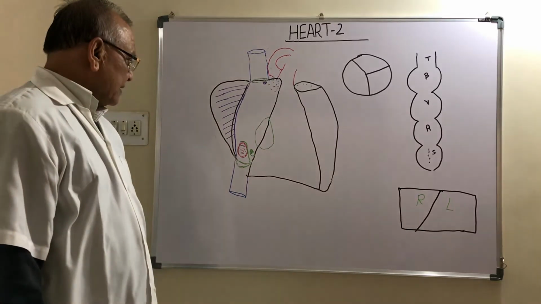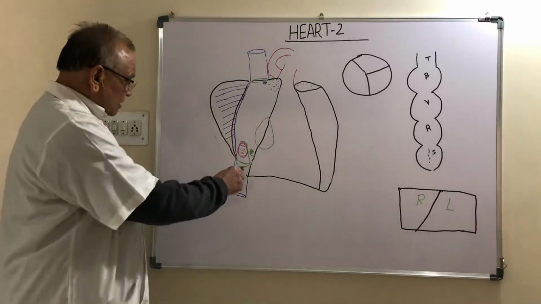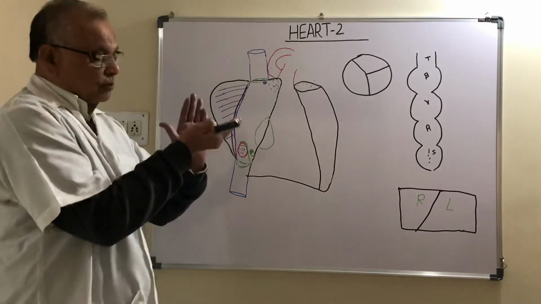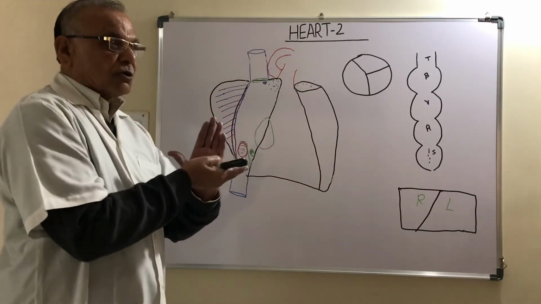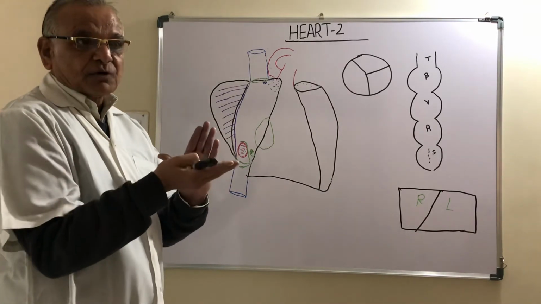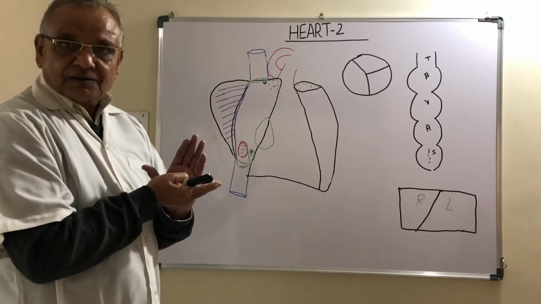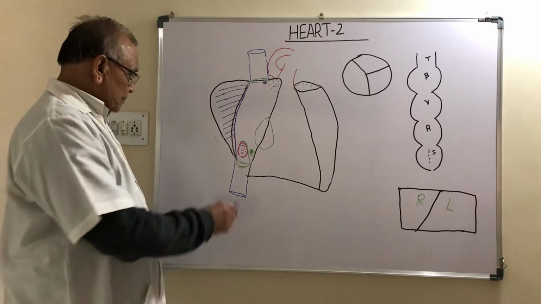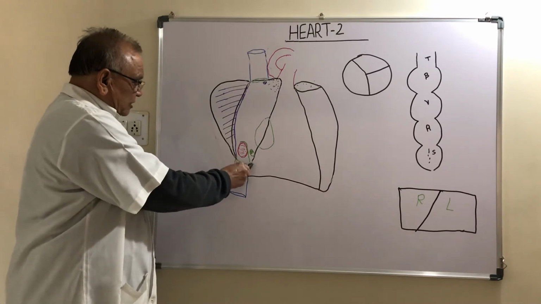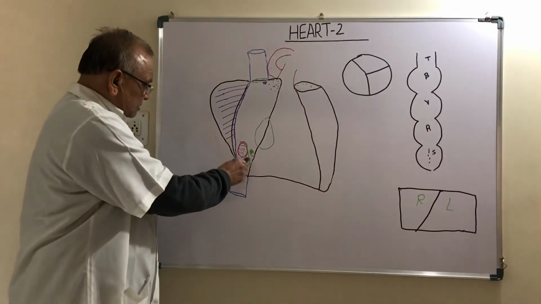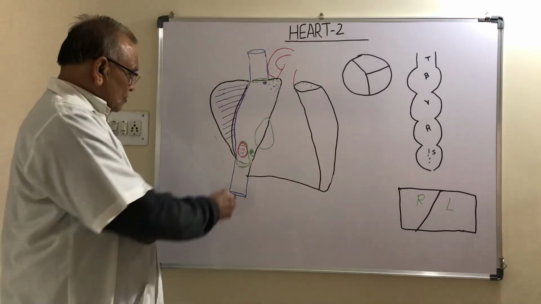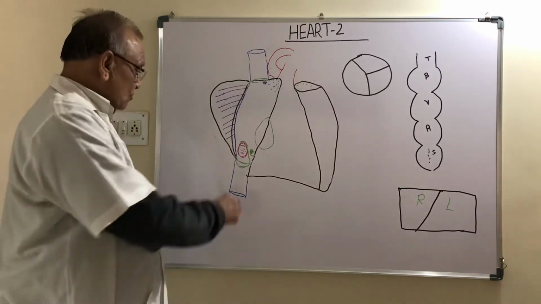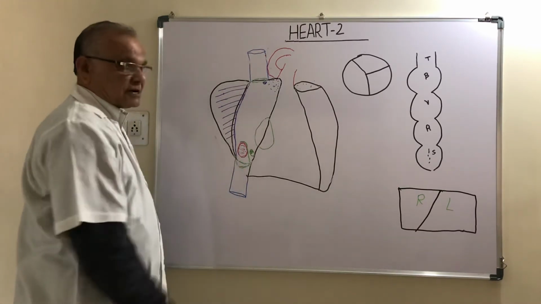This valve of the inferior vena cava has two borders, a free border and an attached border. The attached border is attached to the inner wall of the inferior vena cava, and the free border is free. The meeting point of the two borders is called the cornu. This is the right cornu, and this is the left cornu. The right cornu is continuous with the lower end of the crista terminalis.